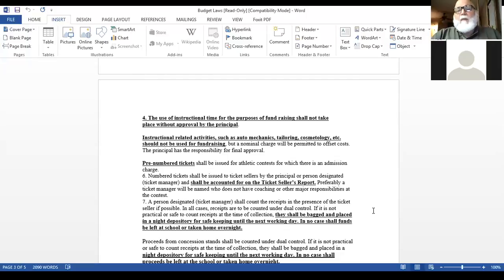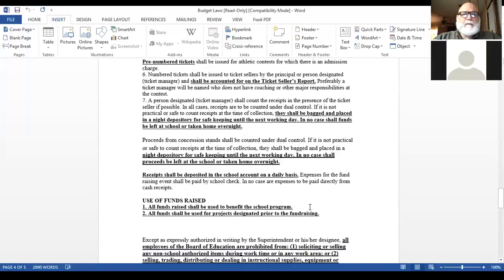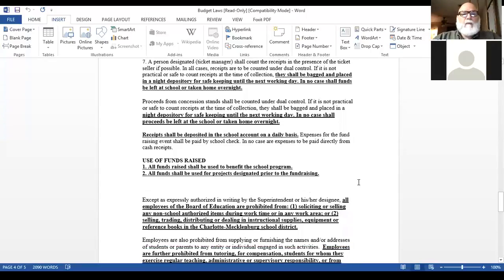If you do ball games or events where you have ticket sales, they're supposed to be pre-numbered, and you have to do a reconciliation of the amount of money and the number of tickets sold, and you have to deposit the money that night. You have to have a designated ticket manager who does all that. You can put it in the bag in a night depository, like at the bank, and then go back and get it the next day. Receipts shall be deposited in the school account on a daily basis.